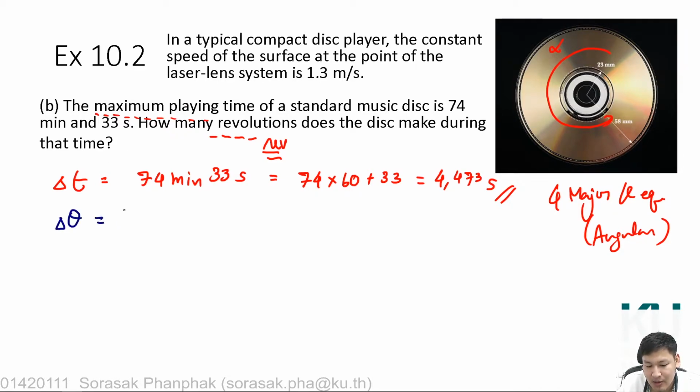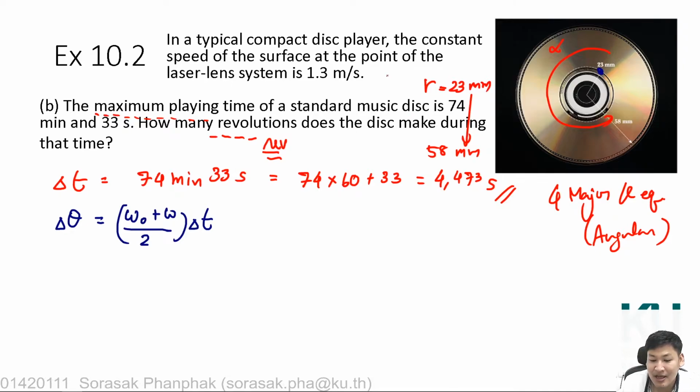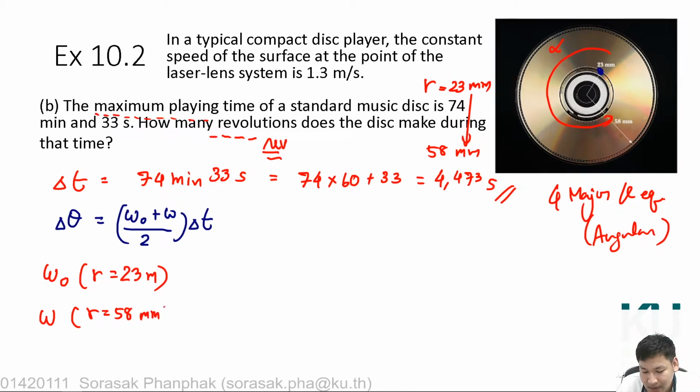The displacement is equal to the average between initial and terminal velocities, divide by 2, sorry, my fault, and multiply by time. As you know, the playing maximum time here means it starts from this position, representing the time that starts from 23 millimeter to 58 millimeter. Since we did find the initial and final angular velocity, one at 23 millimeter and another at 58 millimeter already, right?